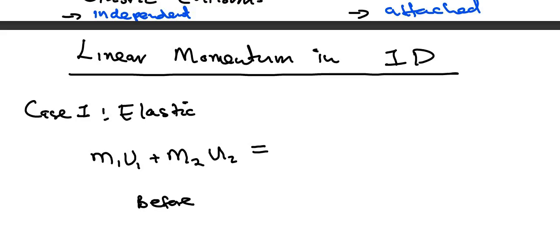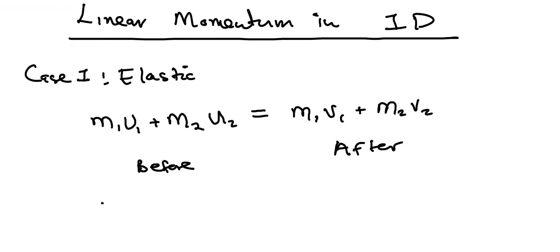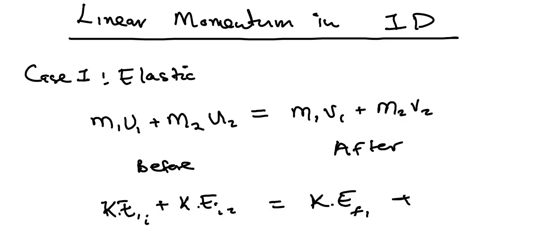If something's at rest, that initial velocity is going to be 0, meaning the initial momentum will just be 0. But after they collide, the first ball moves with its own velocity, and the second ball moves with its own velocity. This is after they collide. This is the first equation you have to learn, and it also gives us the energy preservation formula: kinetic energy initial for the first object plus kinetic energy initial for the second object is equal to the kinetic energy final for the first object plus kinetic energy final for the second object.